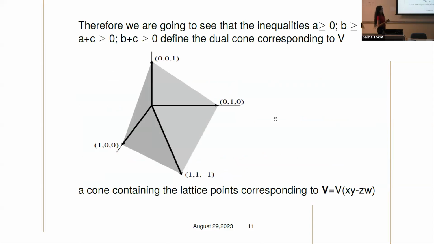And this takes us to the inequalities: A positive, B positive, A plus B positive, B plus C positive, which defines the corresponding cone corresponding to B. An image of the cone, the lattice containing the lattice points corresponding to our variety that we're talking about.